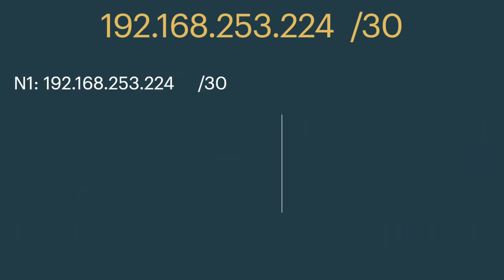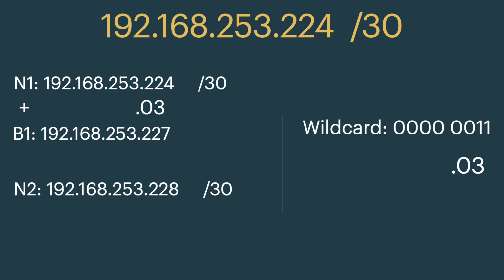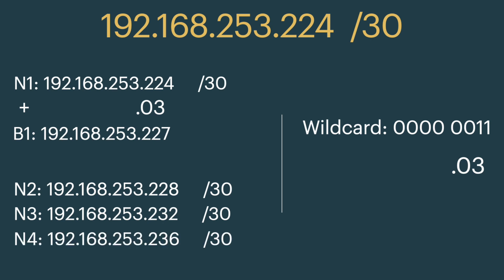So we have the network address, the base of the network, and the wildcard. We add the network plus the wildcard, and it's going to give us the broadcast. So now we know the ranges between the network and the broadcast. And if we add +1, it's going to give us the next network address. So now we can simply do +4 in this case, and it's going to give us the next network address. So usually the wildcard +1 is going to give us the next network address.